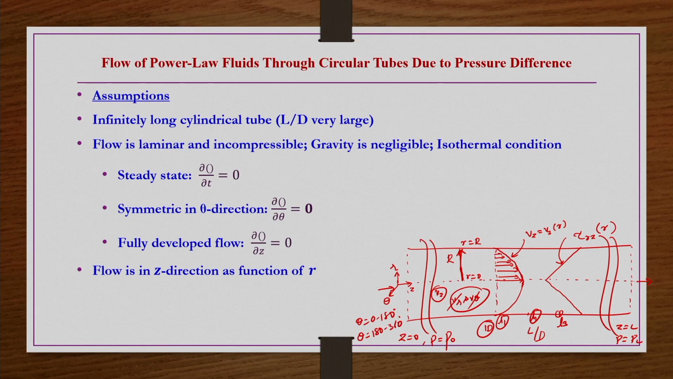And then the flow is predominating in the z direction, and it is changing as a function of r. Obviously, that is clear from the physics of the problem. So, Vz is a function of r, whereas V theta and Vr are very small compared to Vz. So, we can strike them off, we do not need to consider them, right. So, now these are the assumptions.